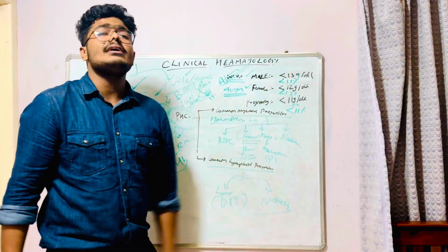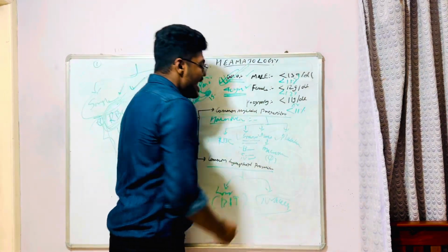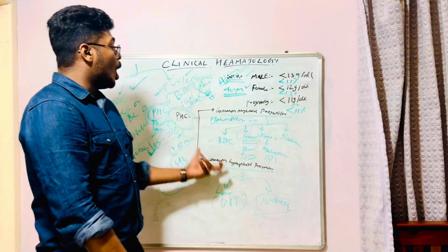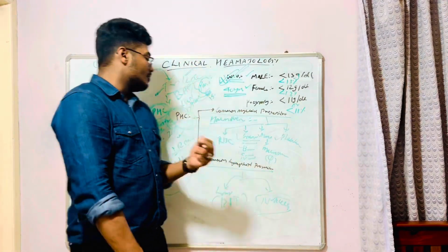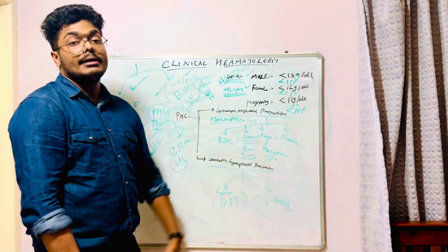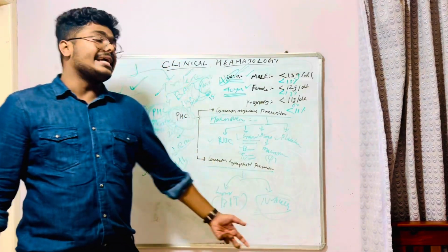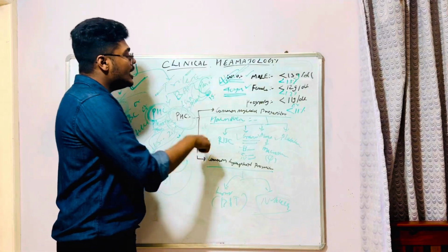There was a previous year INI-SS question: NK cells will be forming from which among the following? From the common lymphoid progenitor. So the common lymphoid progenitor will be giving rise to lymphocytes, that is B and T lymphocytes, and also NK cells. This is a very, very important portion.